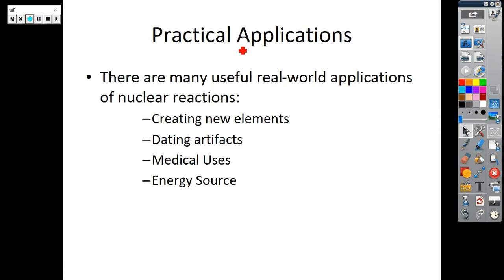All right, so that's some bad stuff. Let's get into some useful stuff. Okay, so we're talking about nuclear chemistry. What can you use nuclear chemistry for?